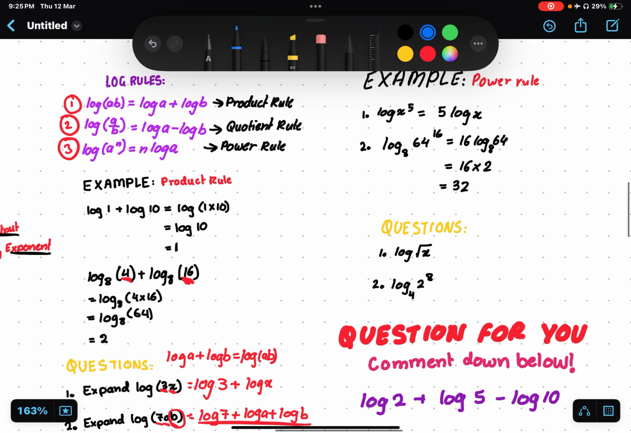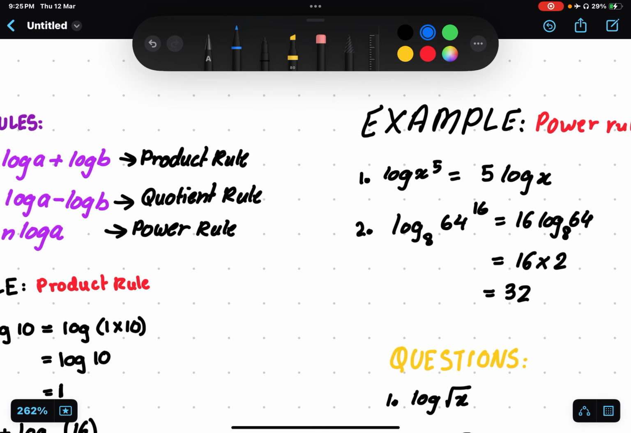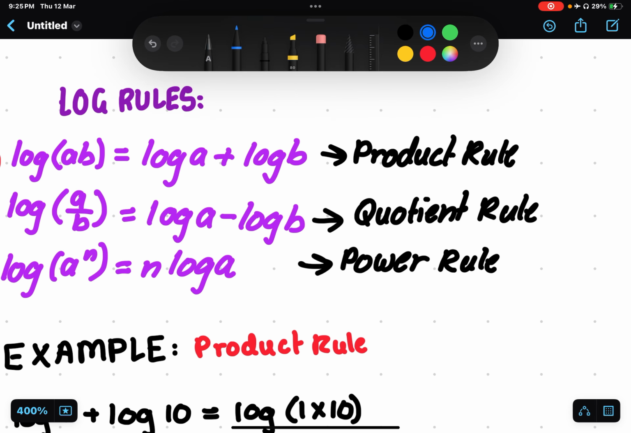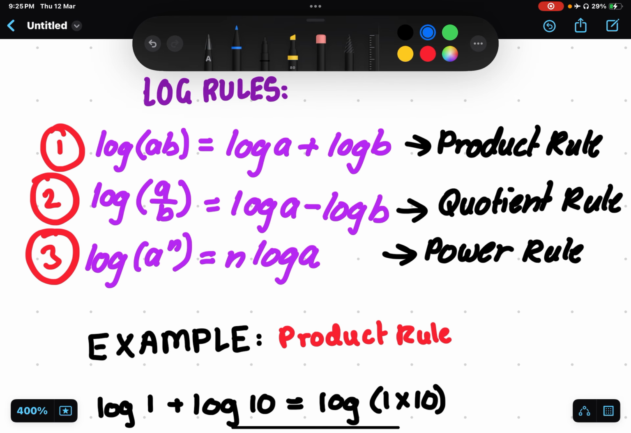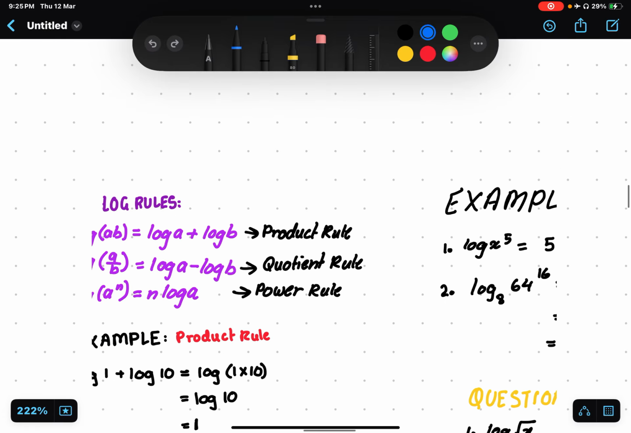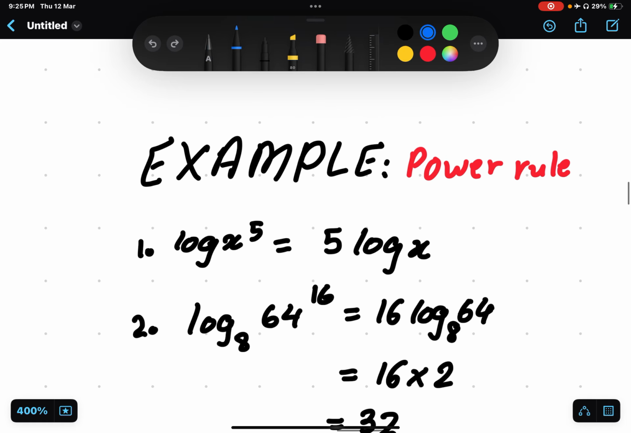Now, once again, let's look at our last rule. This is called the power rule. Again, very useful. This is probably one of the most useful log rules that you're going to see, but again, they're all almost equally as useful. Okay, so this rule states that if we've got a log of the form log a to the power of n, we can manipulate it so that the n kind of comes to the front and it becomes n log a. Okay, so how does this kind of play out?